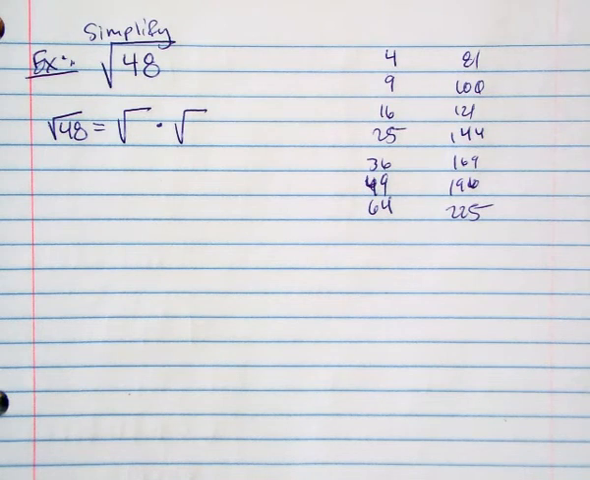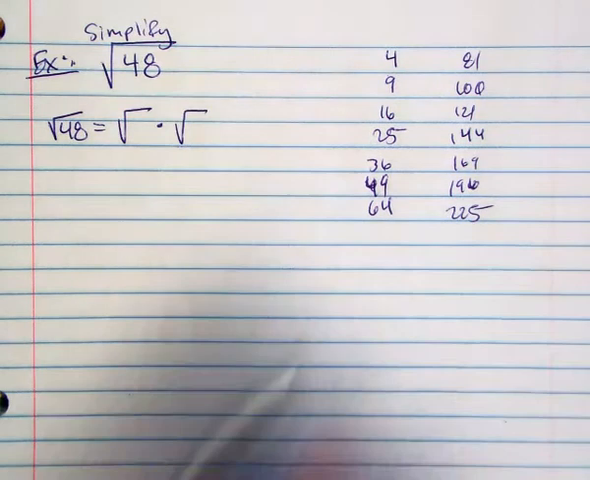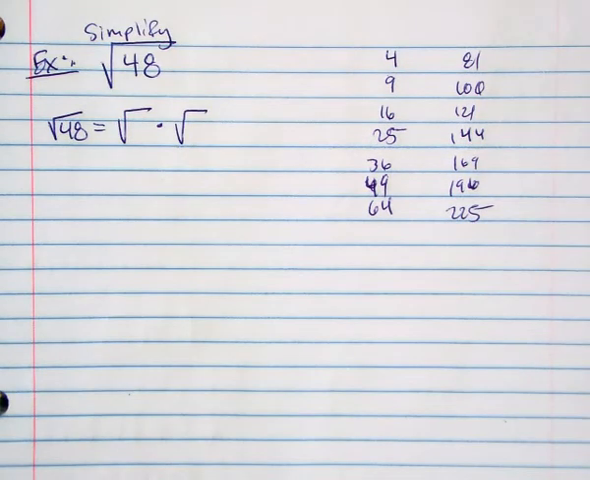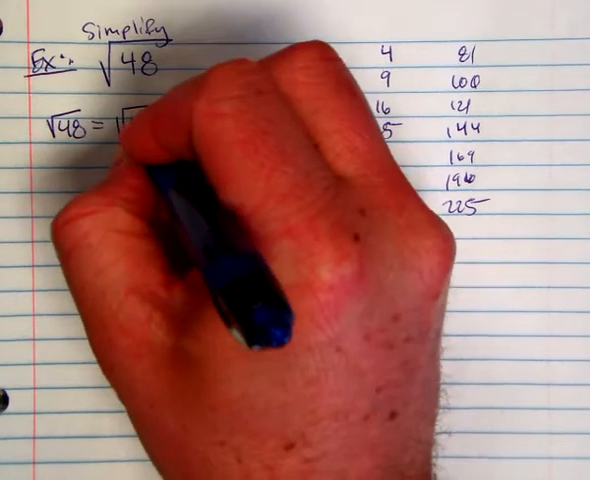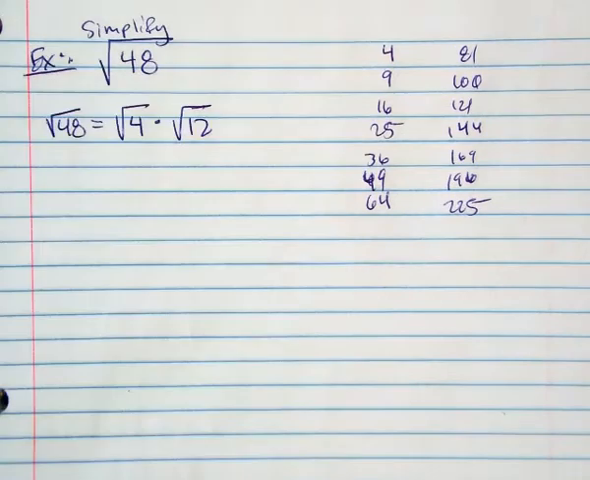6 times 8. 6 is not in the list. 8 is not in the list, but it does make 48. But remember, I want a way that's in the list. Dustin? 4 times 12 is the one I would expect people to come up with first.